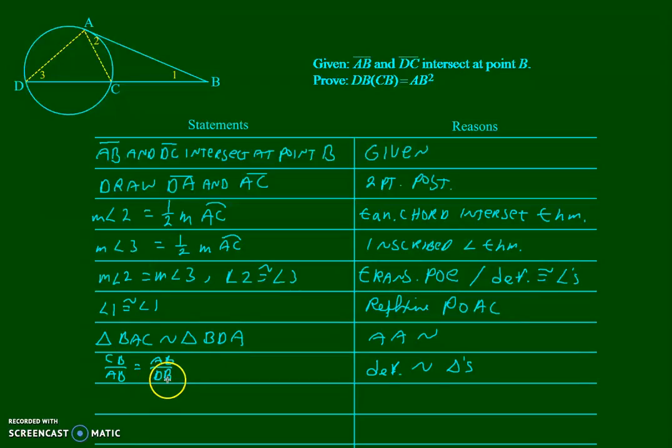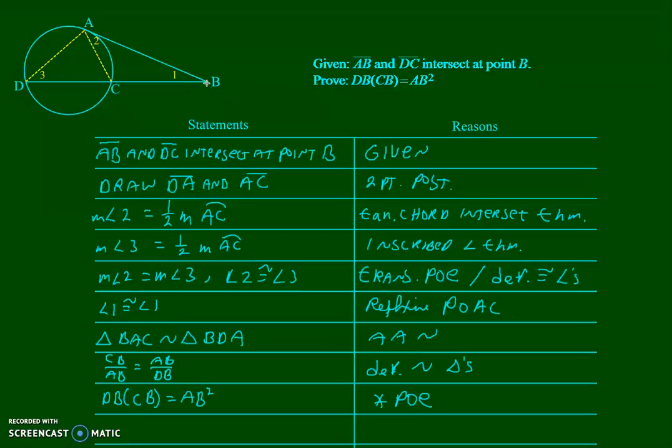Now if we multiply both sides by DB, on the left we get CB times DB, which is what we needed. And if we multiply both sides by AB, we get AB squared on the right hand side. So by multiplying both sides by DB and AB, we will eliminate this fraction and uncover our final statement. And there we have it. So that proves that the entire secant segment times its external segment equals the square of the tangent segment.